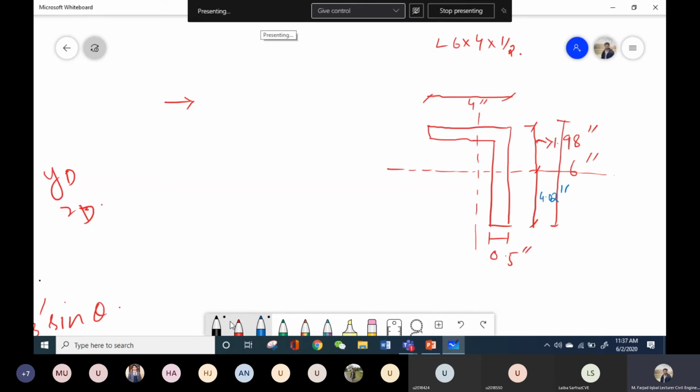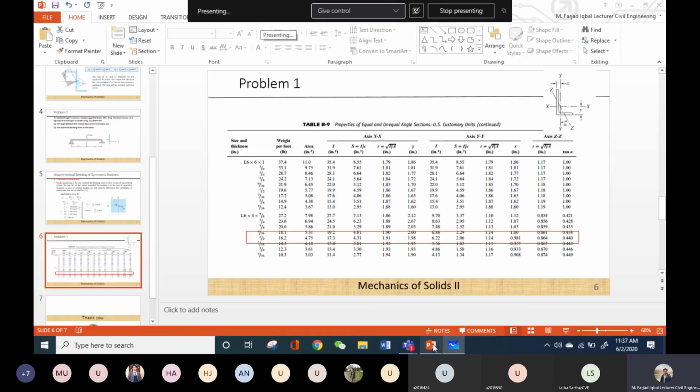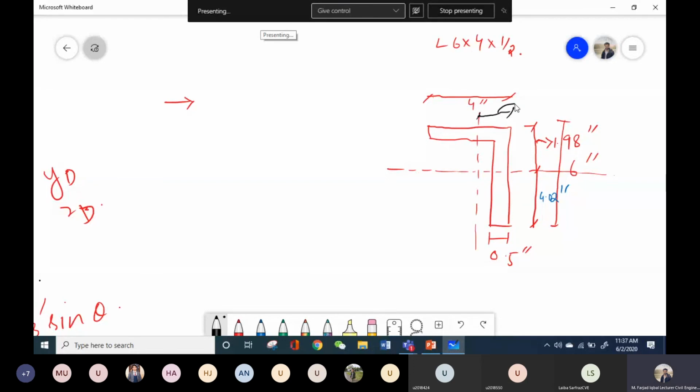So next step is, what will be this distance? You can also get this distance from this section table. So let's look at this table again. And this distance is the x distance shown over here. And from this table, you can see that this is 0.981. So again, I will substitute this distance 0.981 over here. And this remaining distance will be 3.02 inches. So now you have these distances.